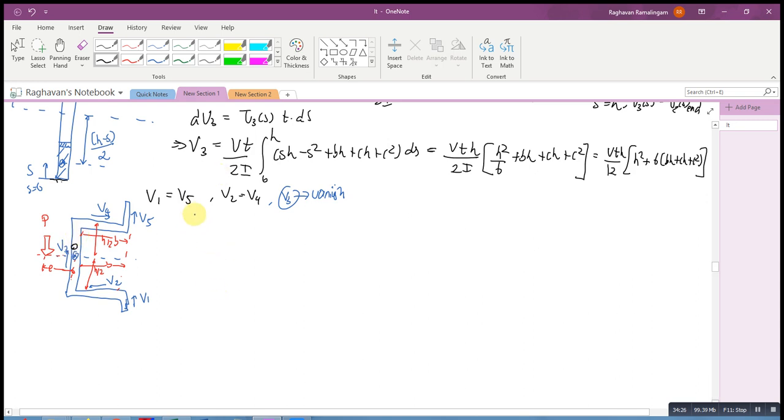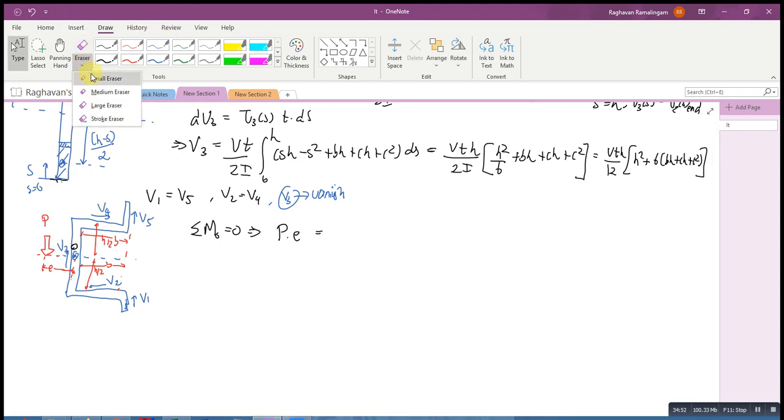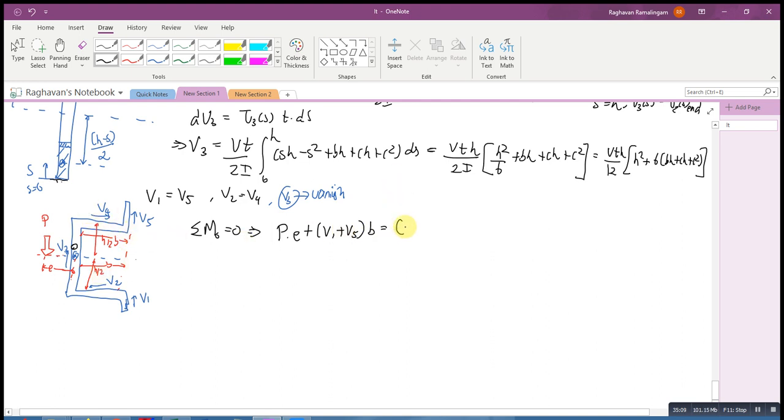So sigma MO equal to 0 implies I should have P into E. P into E is anti-clockwise, V1 is clockwise, sorry, P, V1, V5 are all anti-clockwise. So P into E plus V1 and V5, which are in the same anti-clockwise sense, so V1 plus V5 into B, should be equal to the clockwise moments, which are V4 and V2, so V2 plus V4 into H by 2. All right.